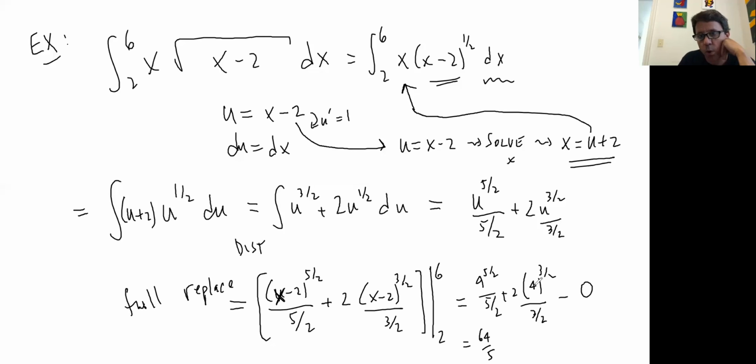And this one, 4 to the 3 halves. 3 halves means take the square root, which is 2, raise it to the 3rd power, which is 8, multiply that by 2 is 16, then flip the 3 halves to be 2/3. That's 16 times 2 over 3. So plus 32 over 3. Not too terrible, but whatever the area is under this curve, that's it right there. So it can get a little complicated along the way.